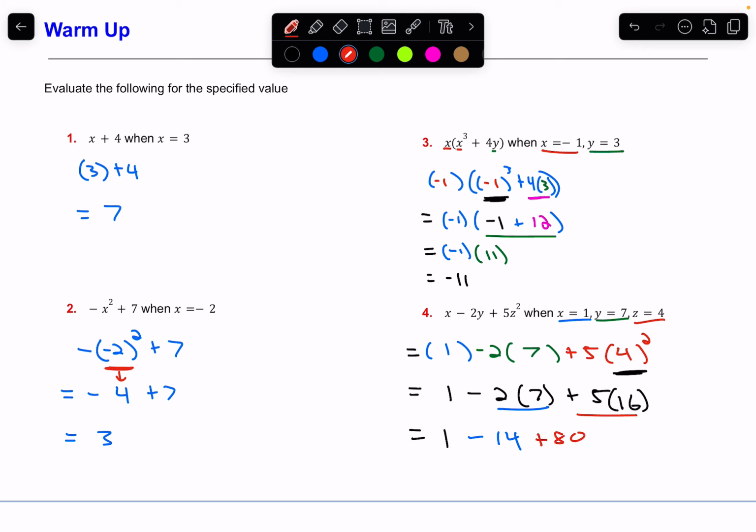When I add this all up, I have 80 and 1 are both positive. Together, those make 81. And then I have a negative 14. Okay, so what I'm really doing here, I'll do it on the side, is I'm doing 81 minus 14, trying to figure out what that is. So I can go ahead and subtract the 4 to get 77, and then subtract the 10 to get 67. So all in all, 67 there for number 4.